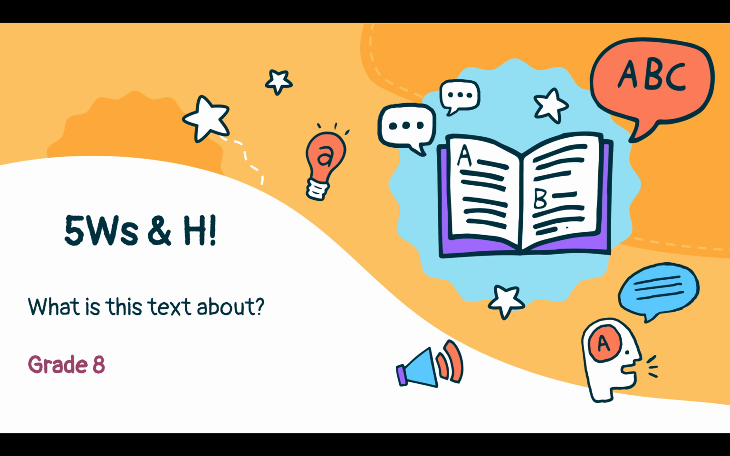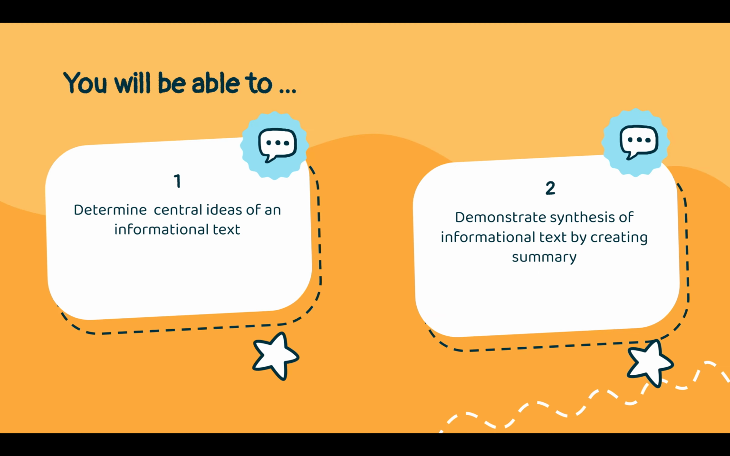Today we're going to be using a strategy called 5 W's and an H. This strategy is going to help us understand what the texts that we engage with are all about. Using this strategy, you will be able to determine central ideas of a text and demonstrate synthesis of your understanding of that text by creating a summary using the information that you gather through this strategy.